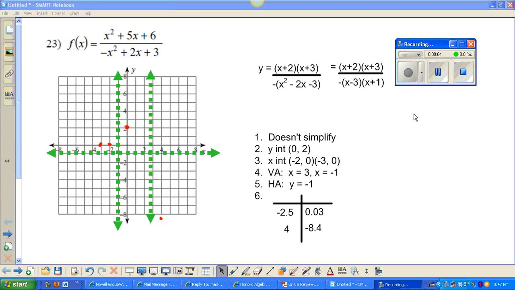This is a pretty challenging problem, so if you can get through this, I think you'll be real prepared for the test tomorrow. All right, so step one, when I looked at problem 23, it does factor, and notice what I did in the denominator.